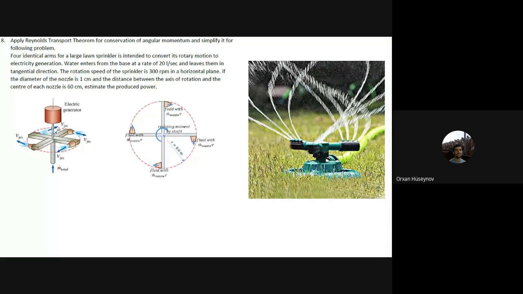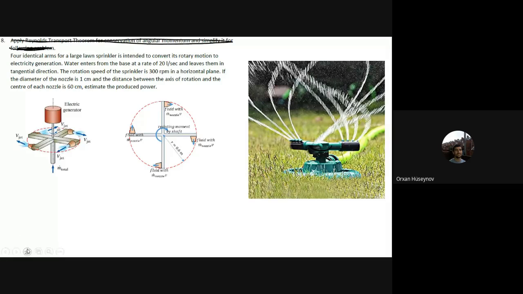Okay, it seems there are no questions. Good. So the first question for the angular momentum is the lawn sprinkler. We will not do the first part because it's not required. Four identical arms of a large lawn sprinkler are intended to convert its rotary motion to electricity generation. This is the lawn sprinkler. You have seen it everywhere. The lawn sprinkler rotates.